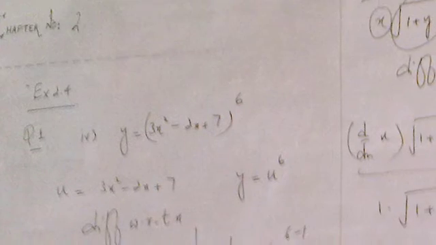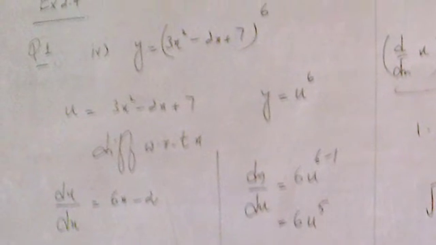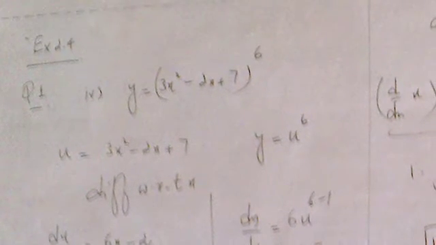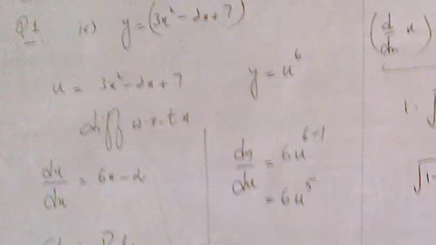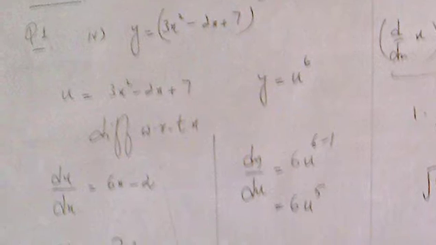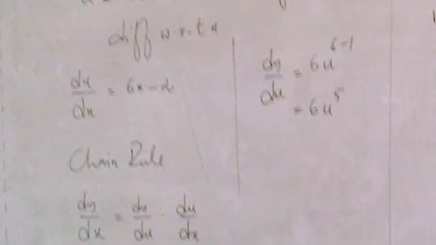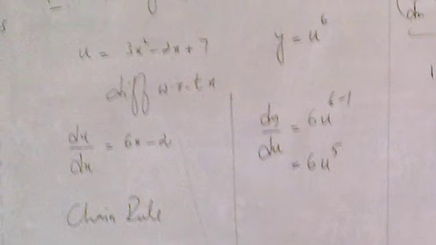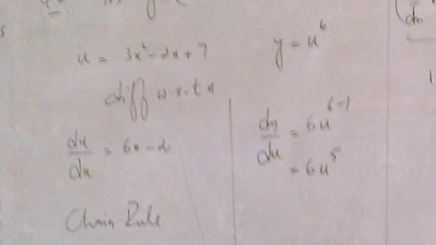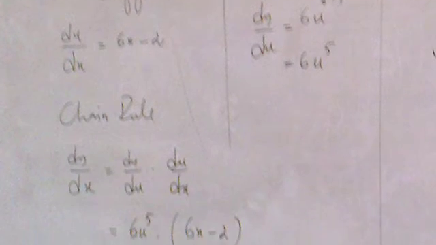Now here are some important questions. This is from question number 1, fourth part. Here we apply the substitution rule. We let the base be equal to u, and it becomes y equals u to the power 6, and we differentiate with respect to x and with respect to u and apply the chain rule.